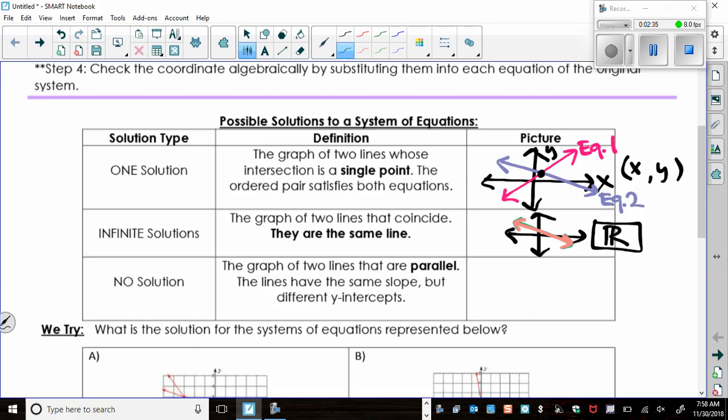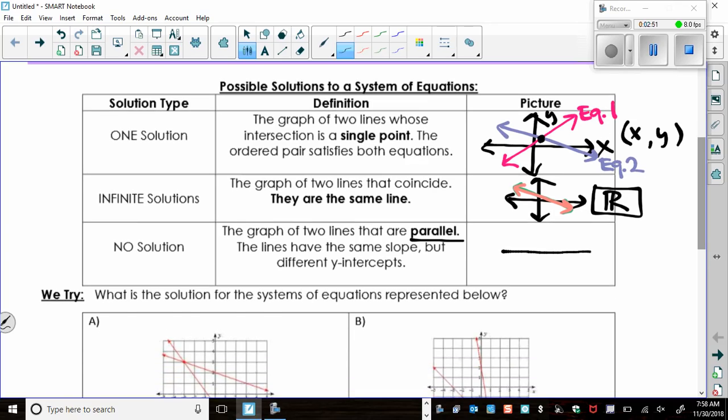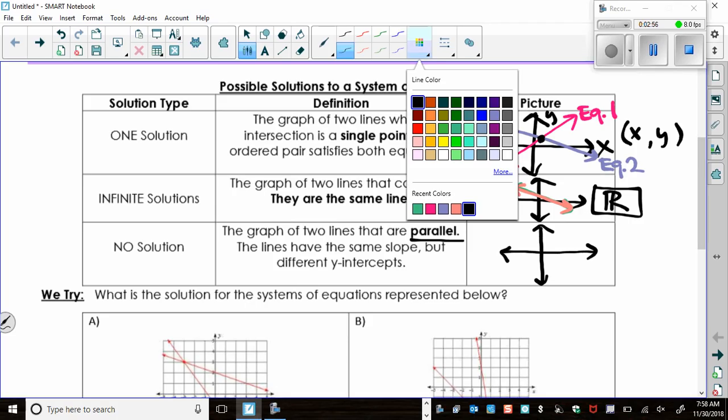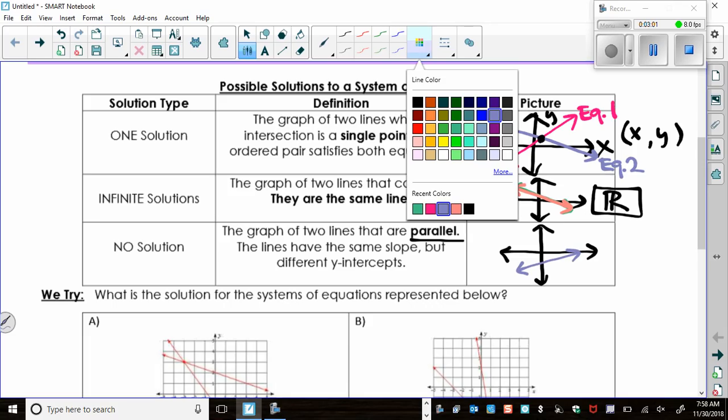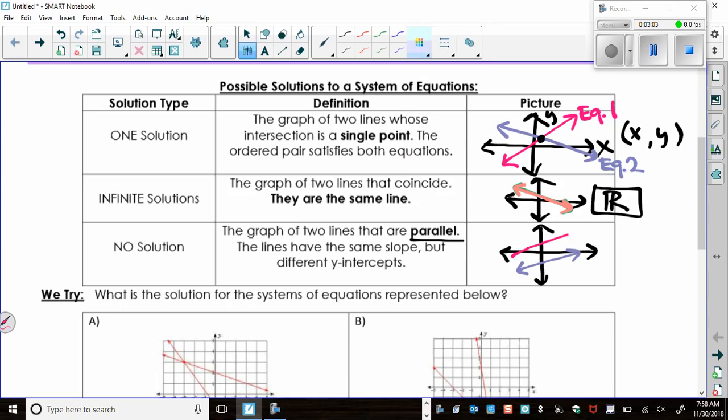Okay. No solution is when the graph of 2 lines that are parallel to each other. We talked about this word in the previous unit. Parallel lines have the same slope, but they have different y-intercepts. So what that might look like, and you have your coordinate plane, and you graph finding your y-intercept. So you graph this one, and then the other equation is parallel to it, so it will never touch. So in this case, there is no solution. There is no solution to these graphs.